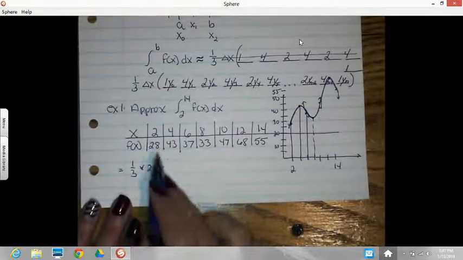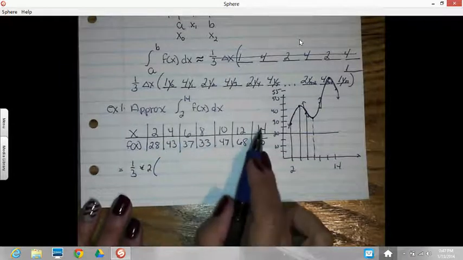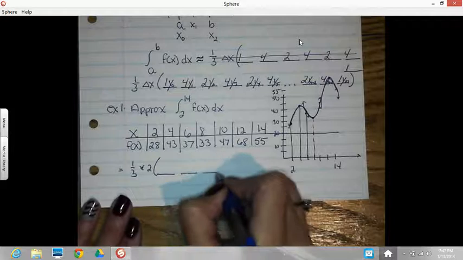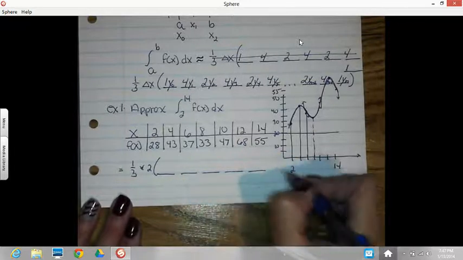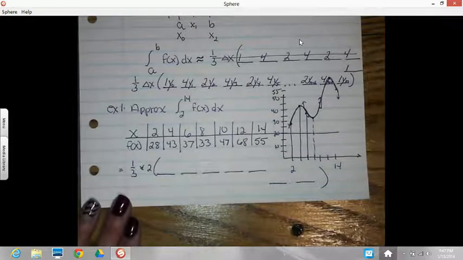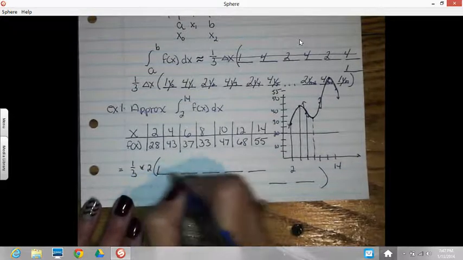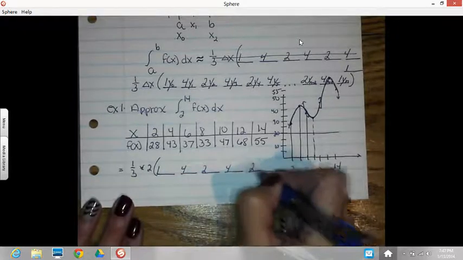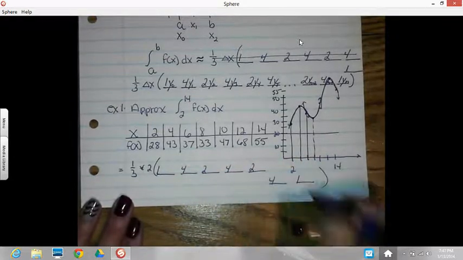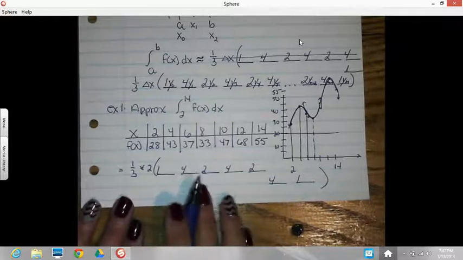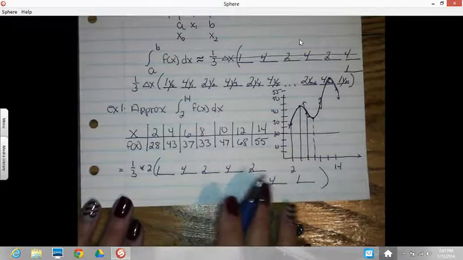I've got 1, 2, 3, 4, 5, 6, 7 y values, so I need 7 multipliers. There's my 6 and 7. The pattern is 1, 4, 2, 4, 2, 4, 1. It has to end 2, 4, 1. So 1, 4, 2, 4, 2, 4, 1.